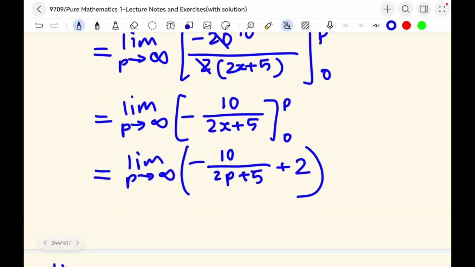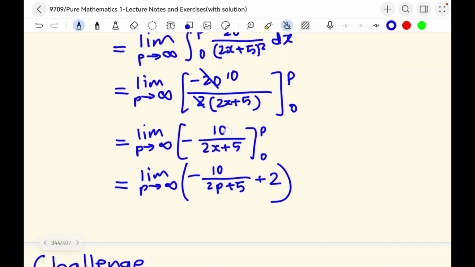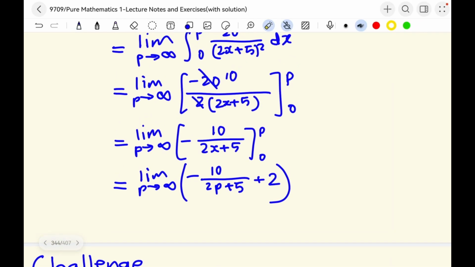Now take the limits. Looking at these two expressions, you can see there is a constant of 2, which is not affected by the limit because there's no p. It's independent from the variable p. So we just let it pass. Let's consider this part only.